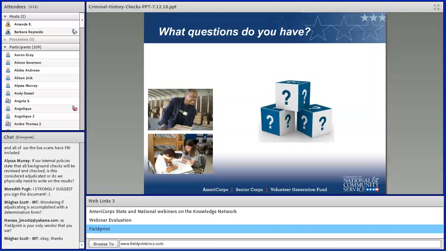So Fieldprint is the only vendor that you can use. Fieldprint is the only vendor that CNCS has a contract with to do the FBI checks. CNCS is not aware of any other vendor who is 100% compliant in 100% of our requirements. We know that Fieldprint is completely compliant with the FBI requirement.